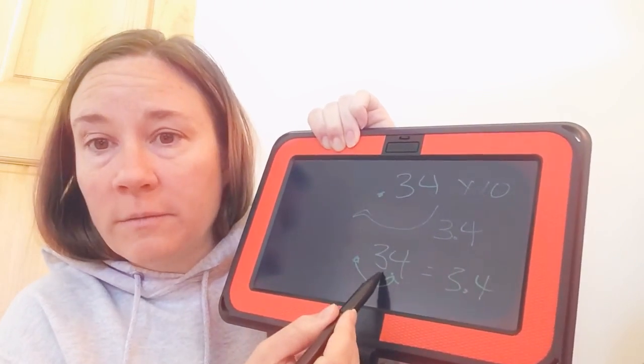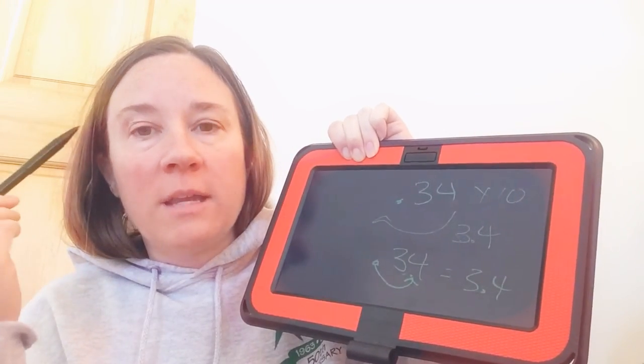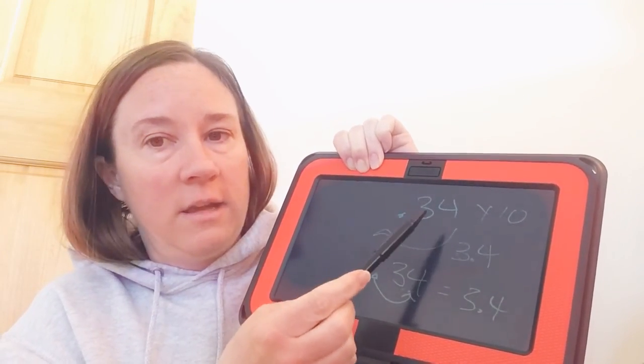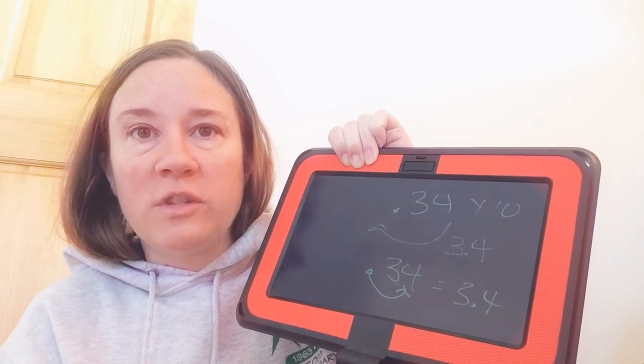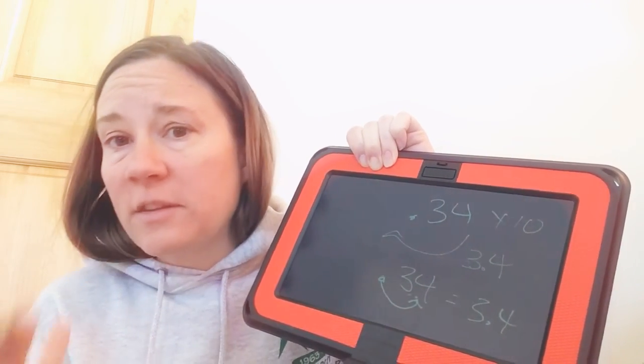This way is quicker, okay? This way makes more number sense to me. I know I'm not going to make a mistake because I understand this, but this is a quick way to do it by shifting that decimal place over one place to the right, okay? So that's another way to do it.